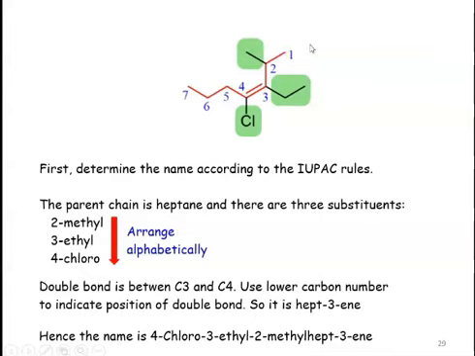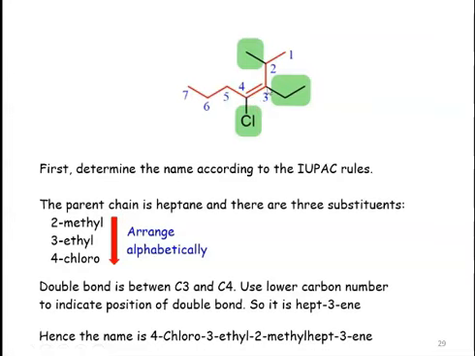Now, if we find out the longest possible chain, the first rule of IUPAC nomenclature is to find out the longest carbon chain. So the parent carbon chain over here is a 7-carbon chain. This carbon chain has a double bond at which position? Position 4 or position 3?